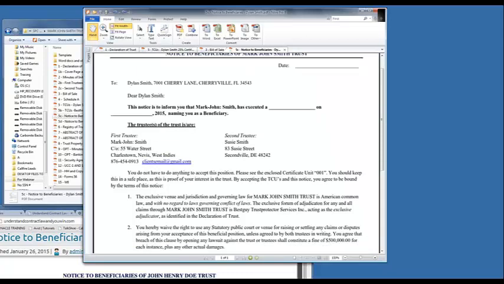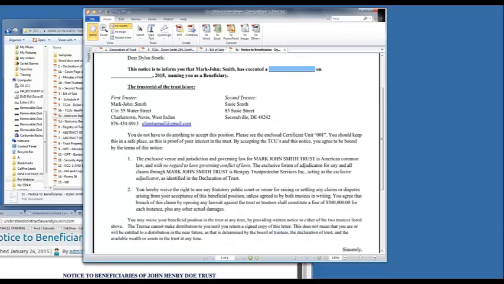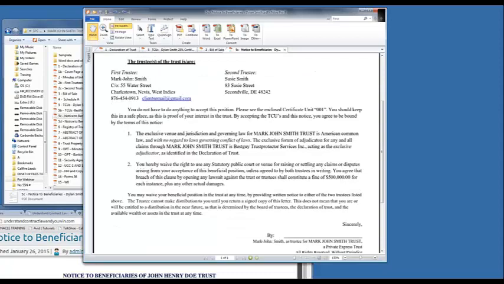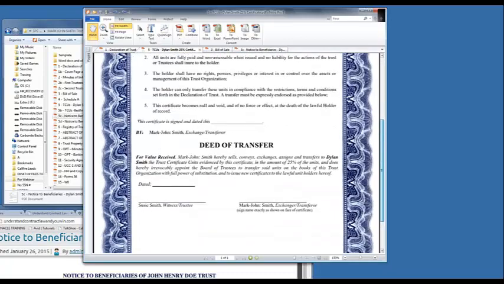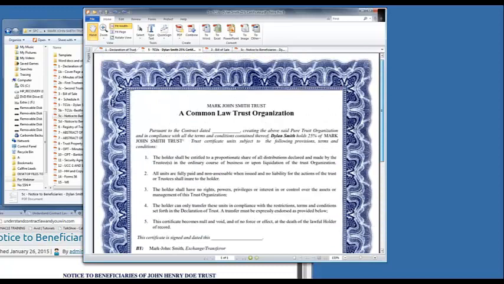It says: this is a notice to inform you that Mark John of the family Smith has executed an irrevocable express trust on so-and-so date, naming you as beneficiary. The trustees of the trust are Mark John Smith at this address and Susie Smith at this address. You do not have to do anything to accept this position. Please see the enclosed certificate unit 001, or whatever unique identifying number you want to put on it.